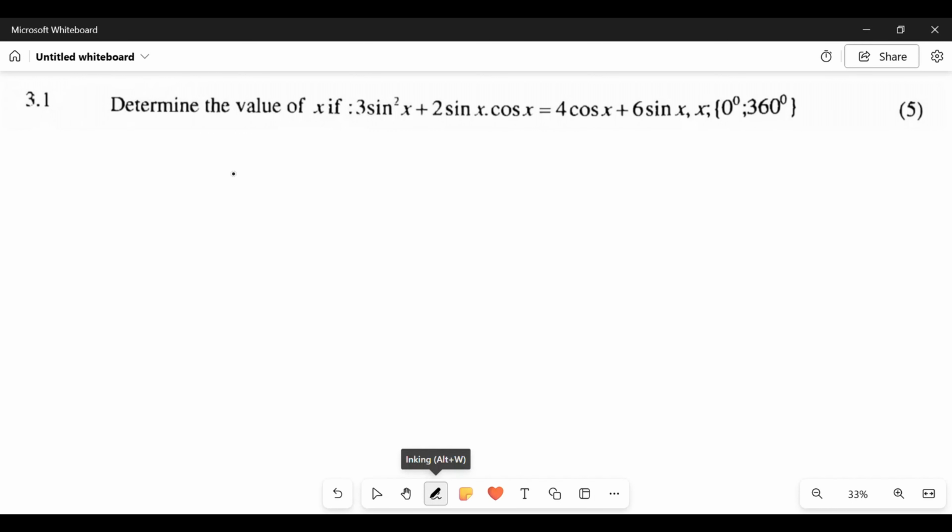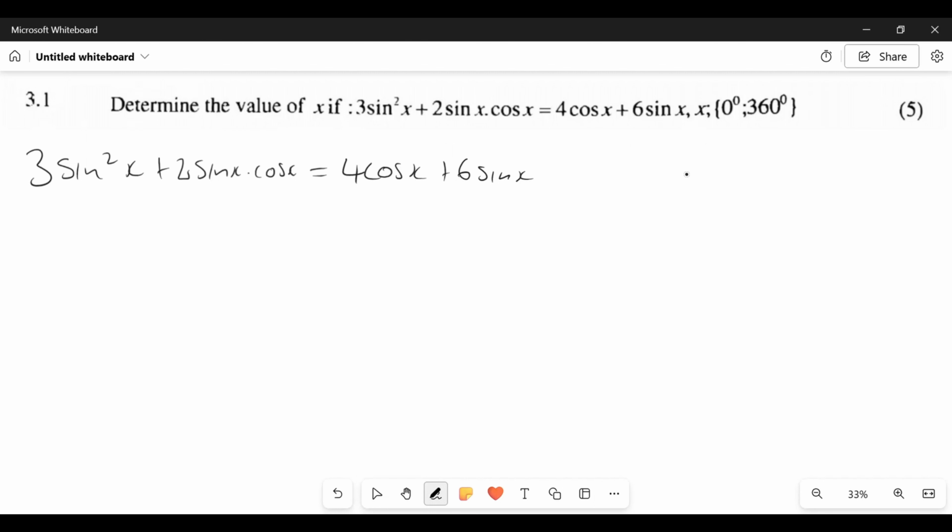So basically here, guys, we are solving for x. I'm going to rewrite this question so that you can solve for x. 3 sine squared x plus 2 sine x multiplied by cos x, all this is equal to 4 cos x plus 6 sine x. Now, they say our x must be between 0 degrees and 360 degrees. So this here, guys, is our domain.